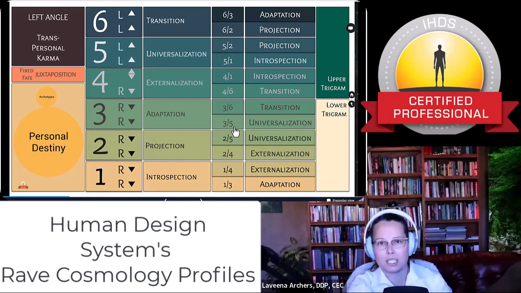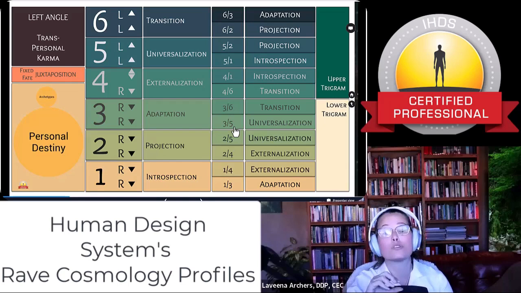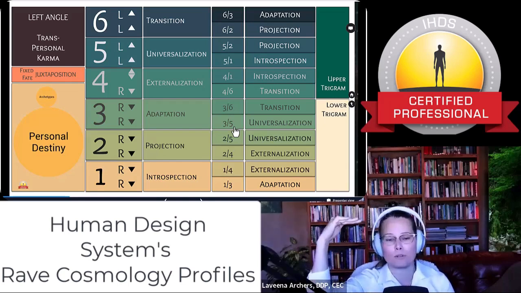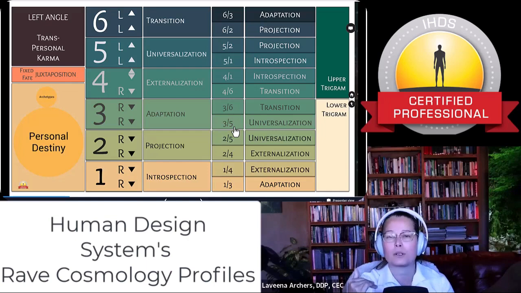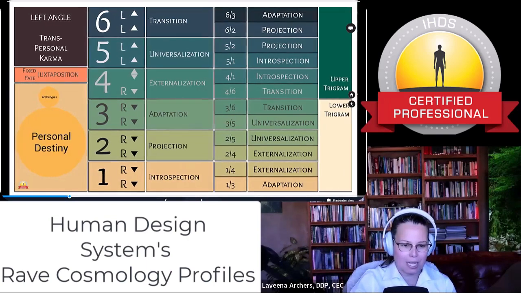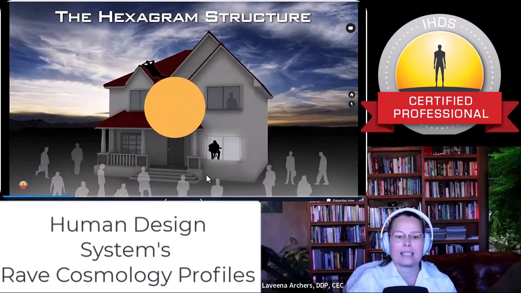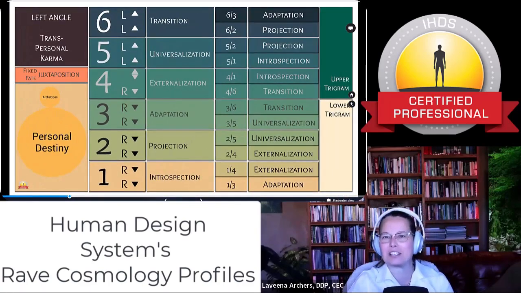And obviously, if you continue on in the course, we're going to go deep into every single one of these true profiles, not just the surface profile, but true profiles, so that you can get a really good grasp of how you're here to be uniquely you. Okay, so that personal destiny in this hexagram structure, there's where I need to come back to because I didn't finish that. That's for the next group.